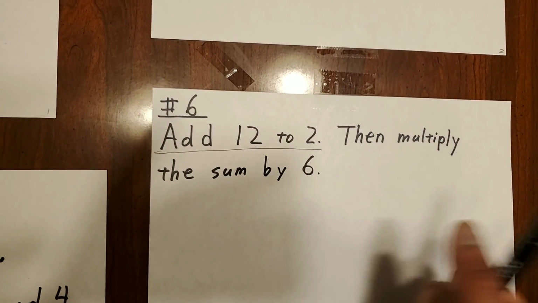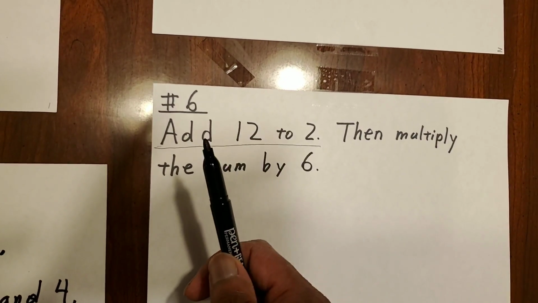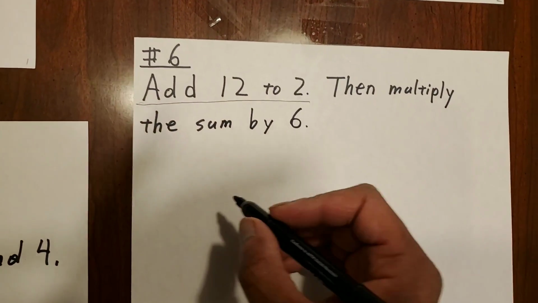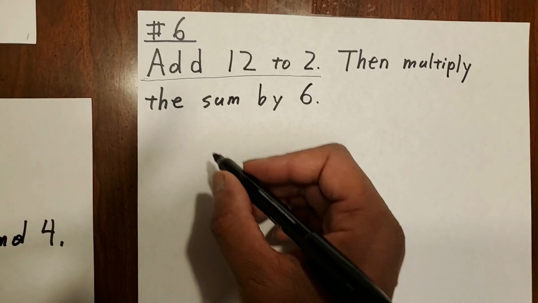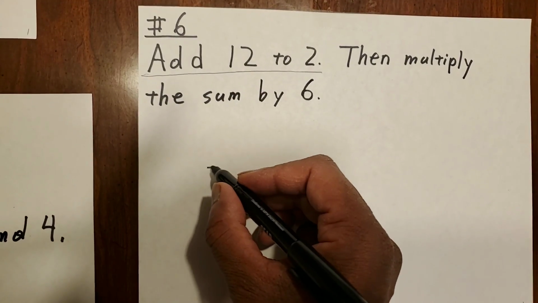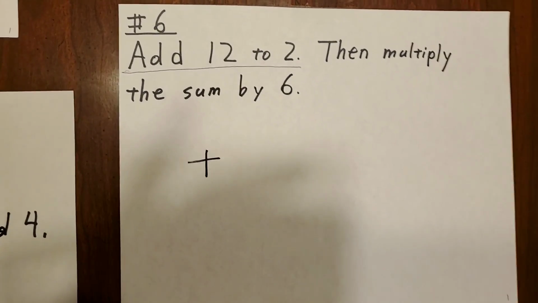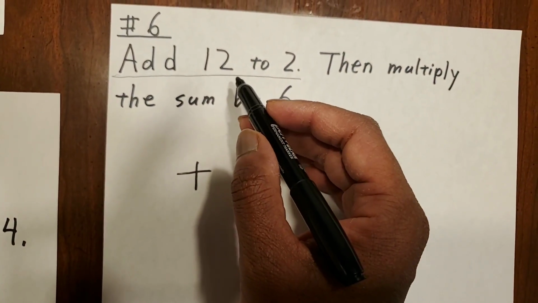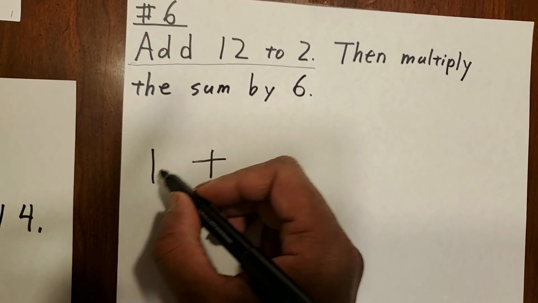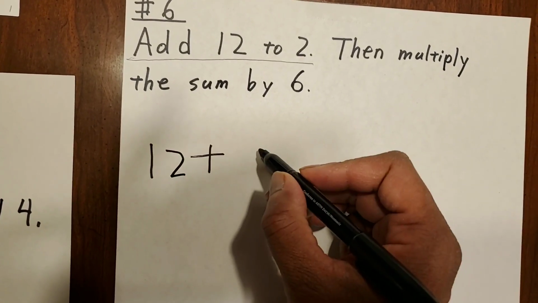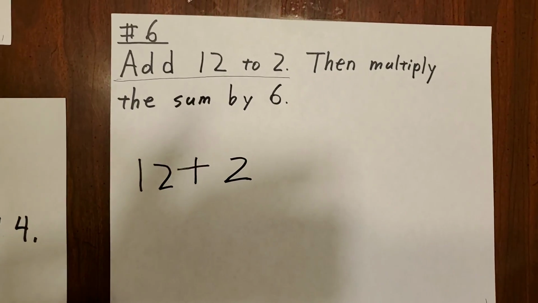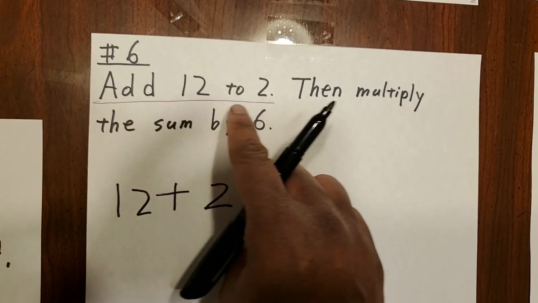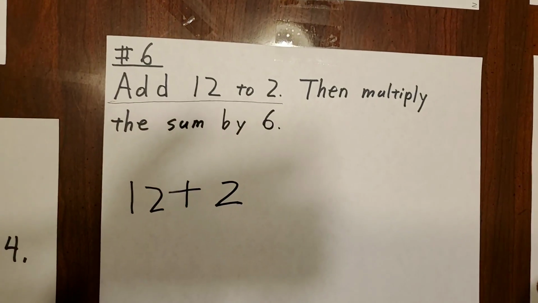What key word do we see? I see the word add. And when you see the word add, that lets us know we're going to do what? What sign are we going to use when we see the word add? Real easy. Use our plus sign. And what are we adding? We're adding 12 to 2. So it's 12 plus 2. Okay. Now, this 12 plus 2 represents the sentence add 12 to 2.